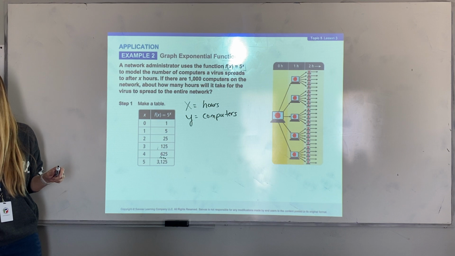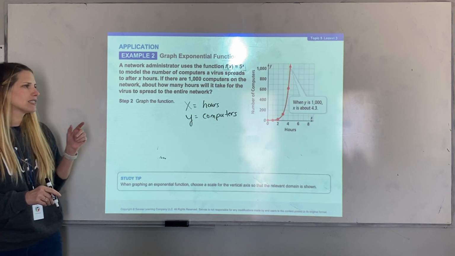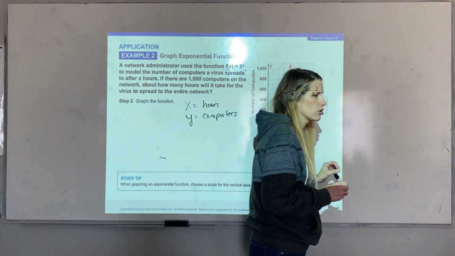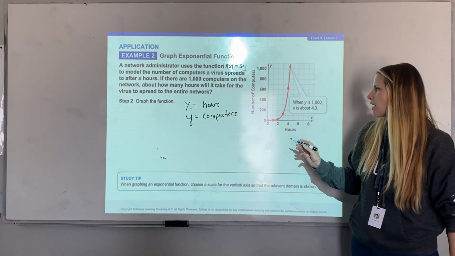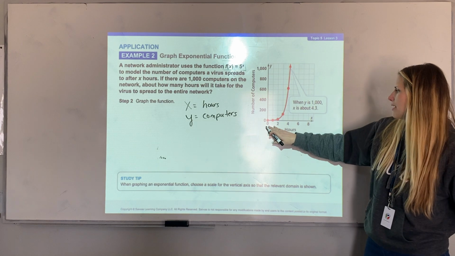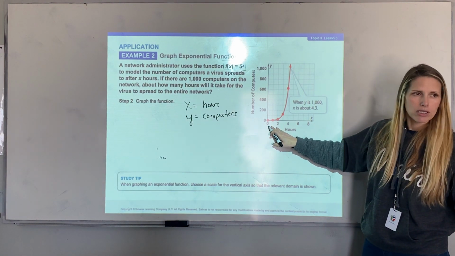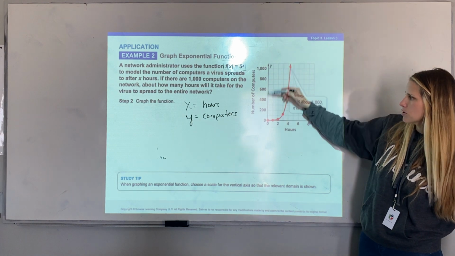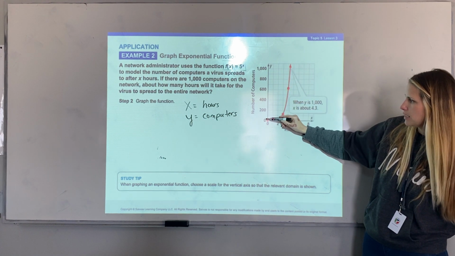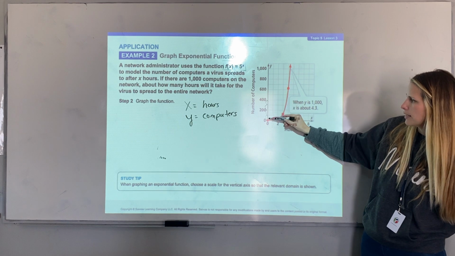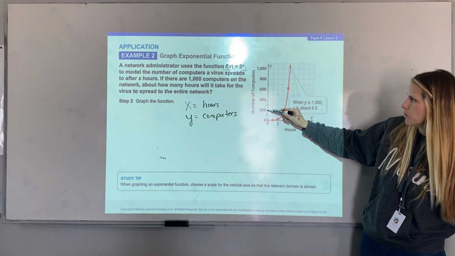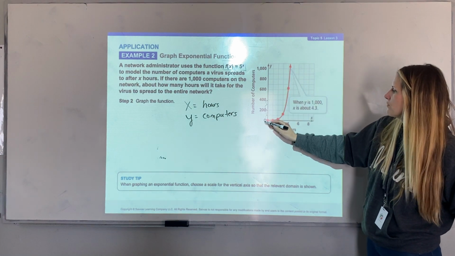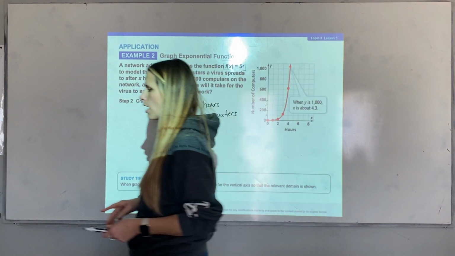But if you actually graph it, you can see a little bit more clearly. Now, when it's graphed, they've made the x-axis the number of hours because that was our input. The y-axis is the number of computers. They counted by 200s, but each little unit represents 100 computers, 200 computers, all the way to 1,000 computers, because we want to see this function. All they did was plot the points on this graph.